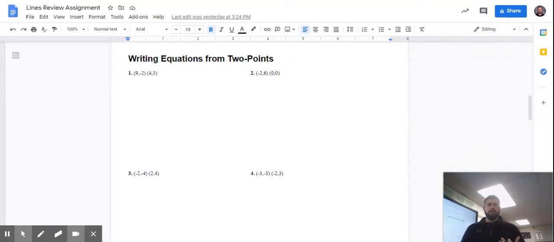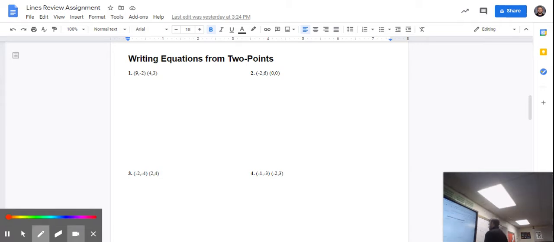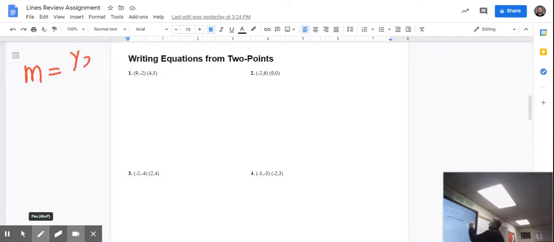So now we're going to look at how to write equations when you have 2 points. Okay. So first one. Anytime we're going to write an equation with 2 points, this is when it's important to know what our slope equation is. And just as a reminder, slope is y2 minus y1 over x2 minus x1.